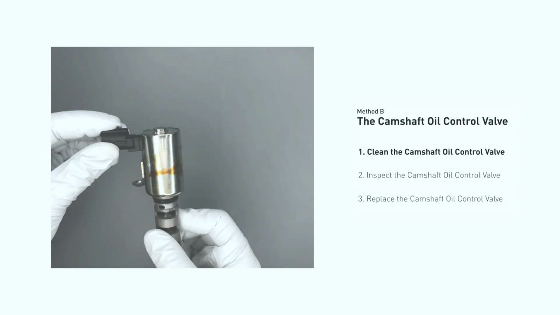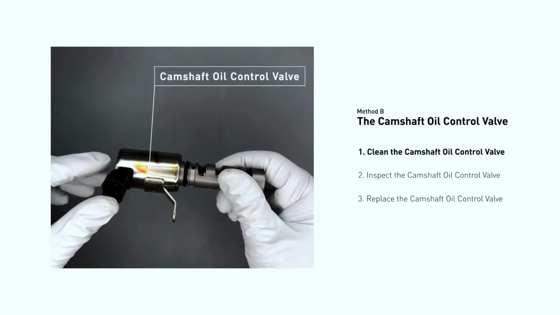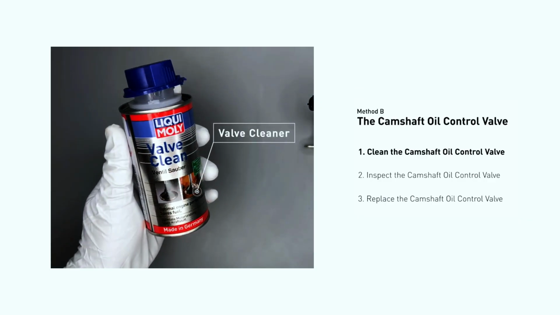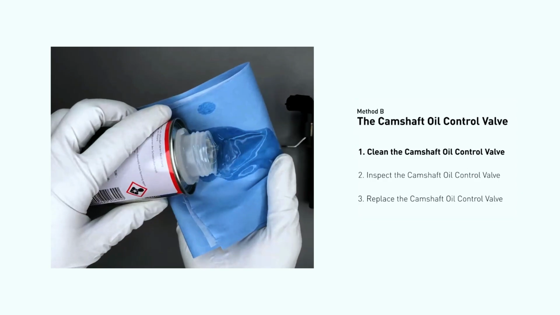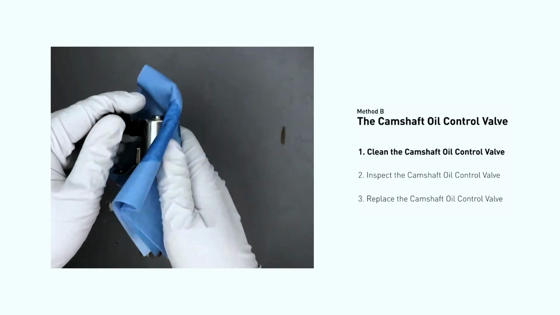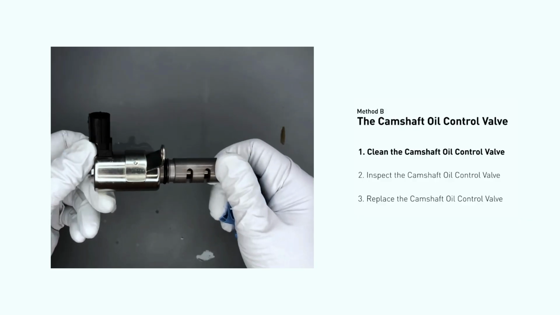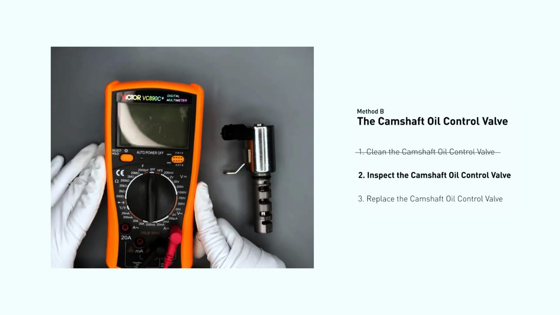Method B, the camshaft oil control valve. The camshaft oil control valves are usually located in cars that have engines with variable valve timing systems in them. First, carefully remove the camshaft oil control valve from the engine. Use a valve cleaner to clean the camshaft oil control valve.